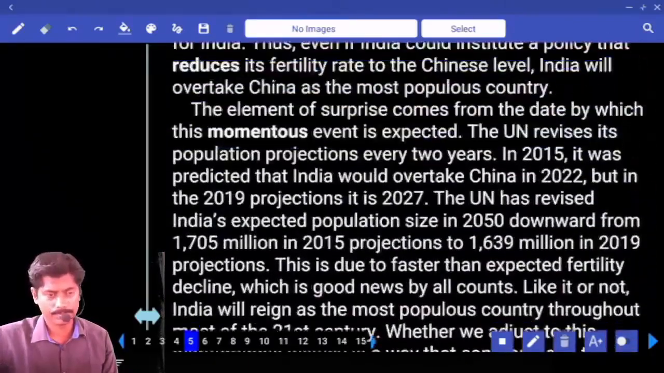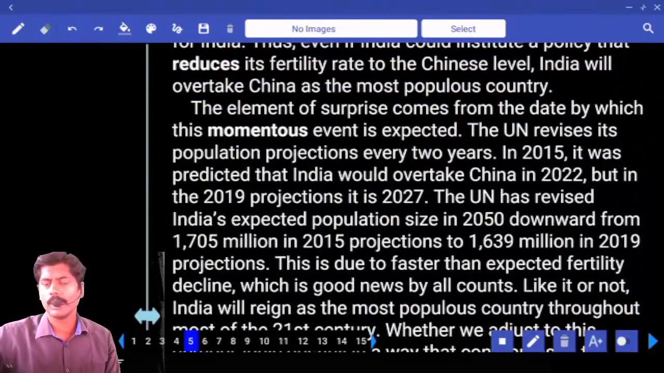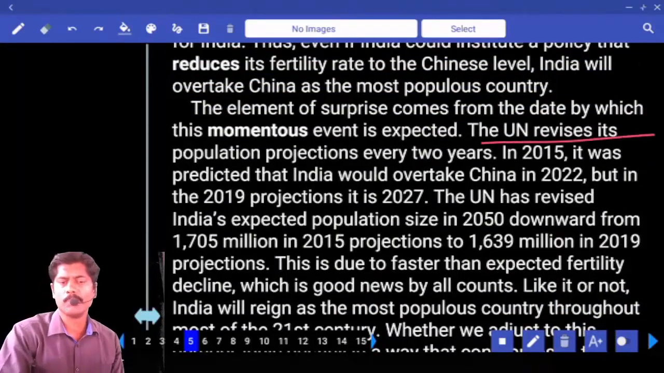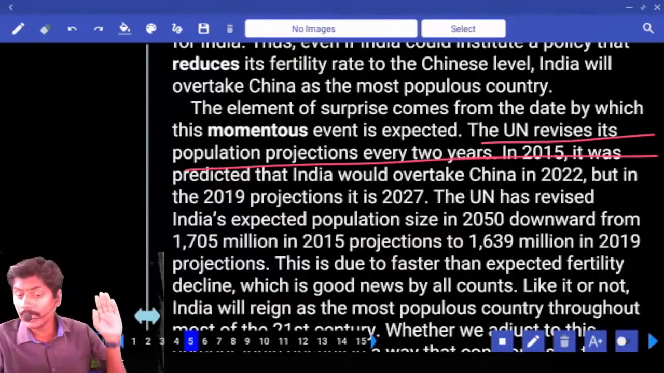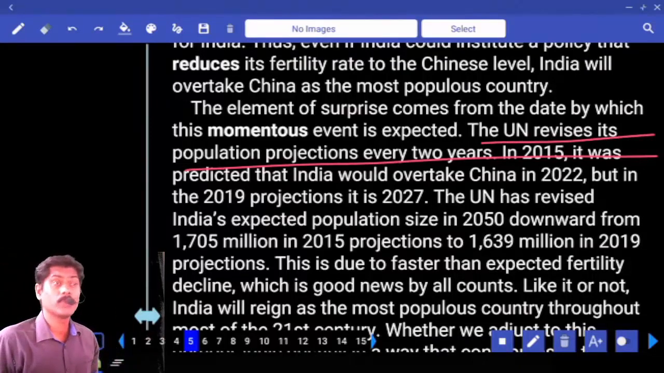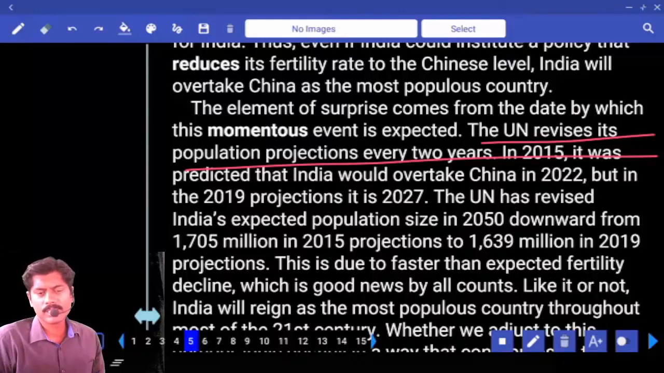Third paragraph. The element of surprise, this one, okay, second line. The UN revises its population projections every 2 years. In 2015, it was predicted that India would overtake China in 2022, but in the 2019 projections, it is 2027. The UN has revised India's expected population size in 2050 downward from 1705 million in the 2015 projections.